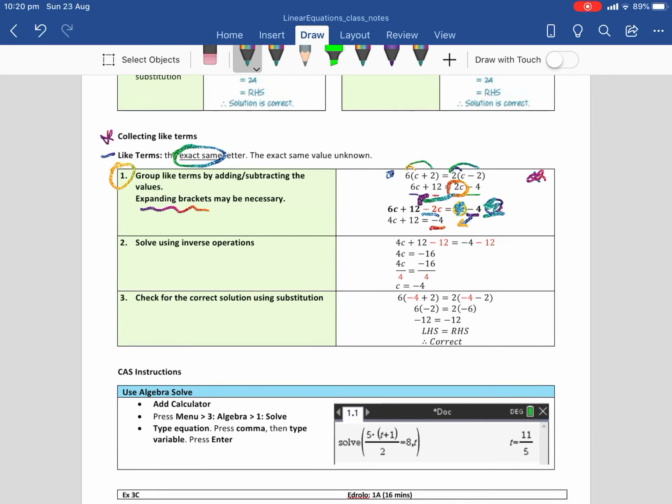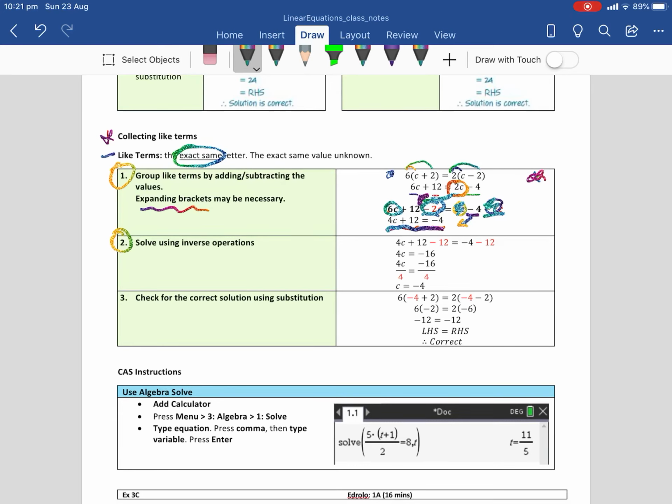Okay, and on the other side you've got 6C minus 2C, and that's how you get 4C, because 6 minus 2 is 4. And this plus 12 stays. Okay, you can't add 4C plus 12. It doesn't equal 16C, because the 12 doesn't have a C next to it. So it just stays like that. So now you've got a bit of a nicer equation to work with. So you can go to step 2, which says solve using inverse operations.